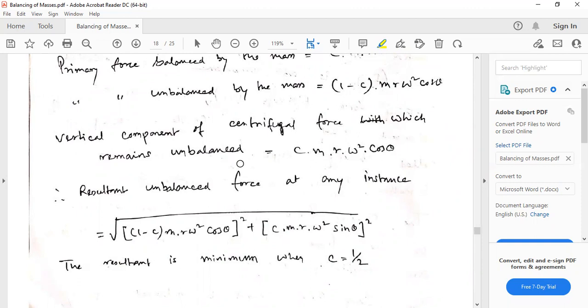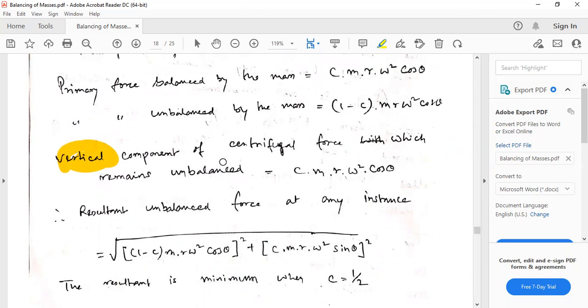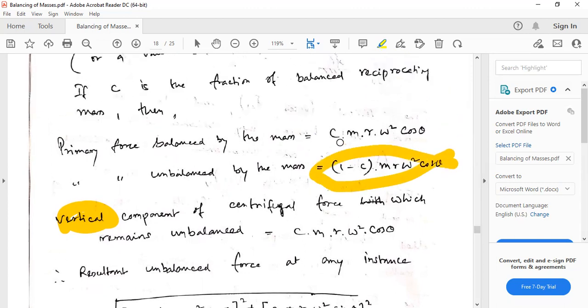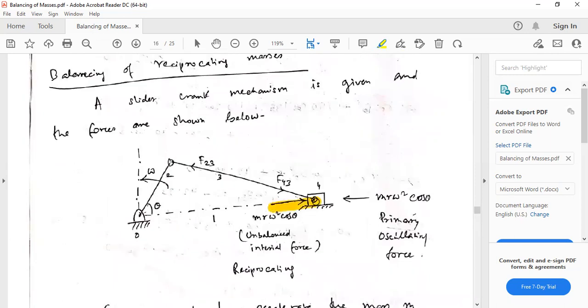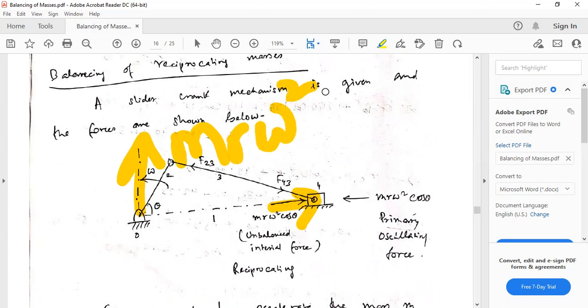Again, I have to tell you here a lot of mistakes have been done. This is not vertical. The horizontal component is cos theta, no? So this has to be the horizontal component of the unbalanced force, and this unbalanced part is 1 minus C into this. This is actually horizontal. And obviously the vertical component will be the balanced part. So m r omega square cos theta is the horizontal component, and the vertical component of this is m r omega square sin theta.